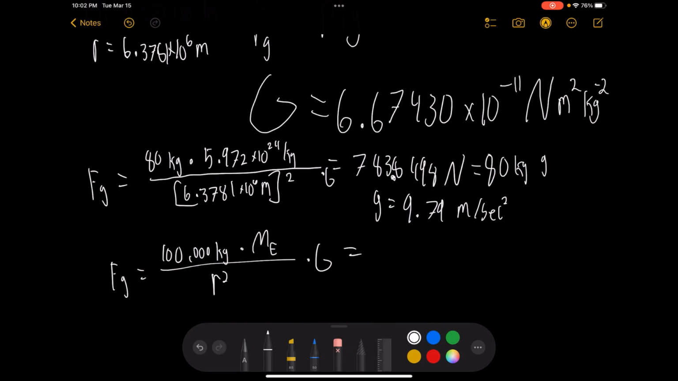So basically we can take that, then we're going to multiply it by our M e, which is 5.972 times 10 to the 24th, divided by 6.378 times 10 to the 6th, whole squared, times 6.67430 e to the negative 11th.